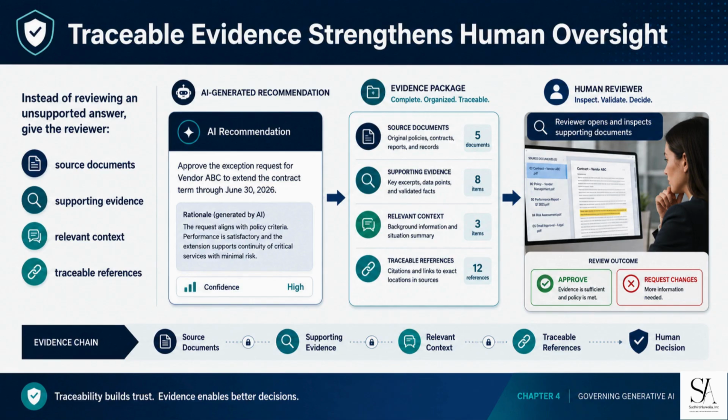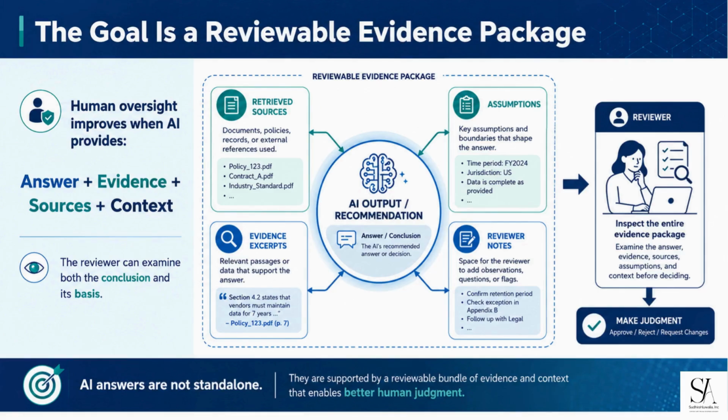In some circumstances, recognizing uncertainty and transferring the case to a person is the more reliable outcome. Human oversight becomes even more important when AI systems can take actions. An agent may access files, call APIs, modify records, send communications, or initiate transactions. At that point, oversight must extend beyond reviewing generated language.